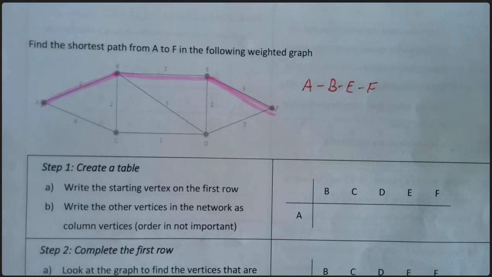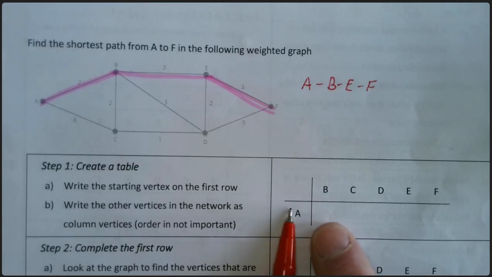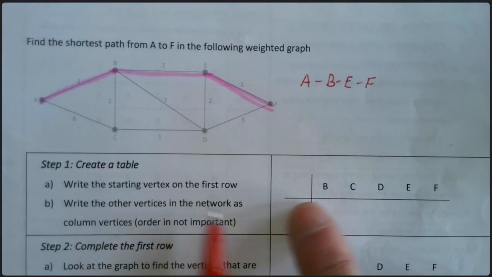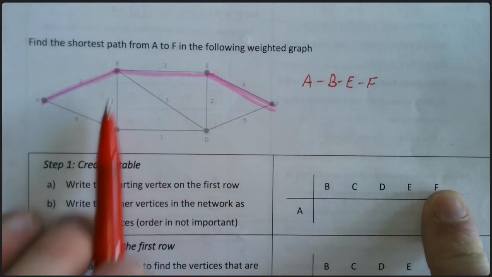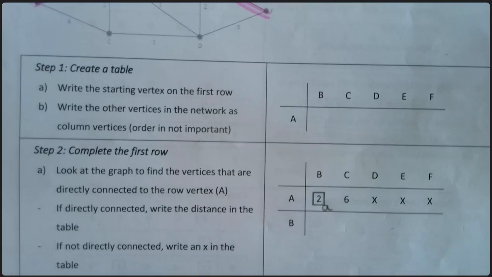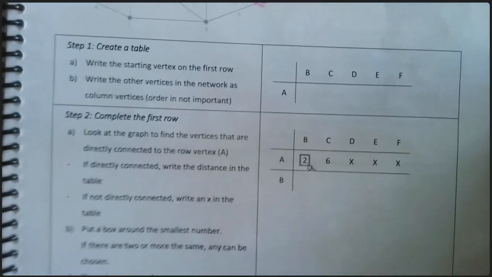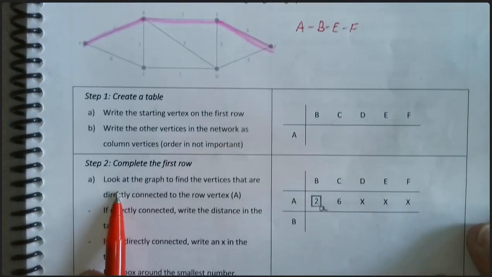The first thing that we're going to be doing is writing the vertex that we're starting in the first row. So A goes down there, then the rest of the vertices get put along the top. It doesn't matter what order you put these in, as you'll see as we progress. Step 2 says complete the first row. So look at the graph and find the vertices that are directly connected to row A.